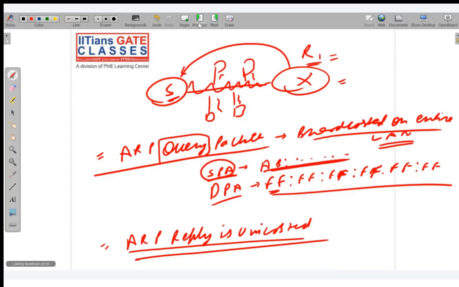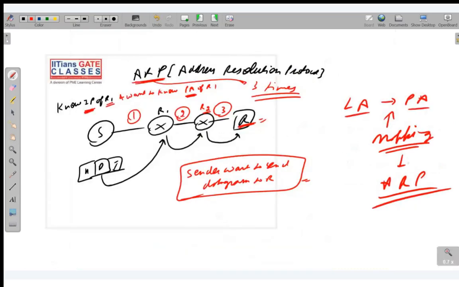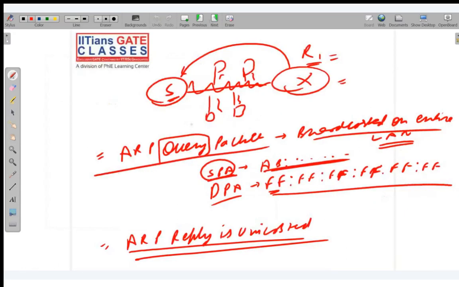And what is the use of ARP? ARP use is very simple, LA to PA mapping. So you know the logical address of any machine and you want to know its physical address. Which protocol will you use? ARP. This question has been asked in GATE. We know the logical address of a machine and we want to know its physical address. What protocol should we use? ARP should be used.